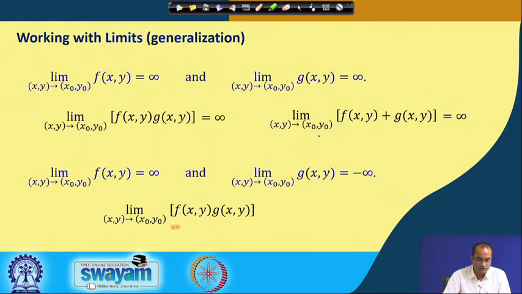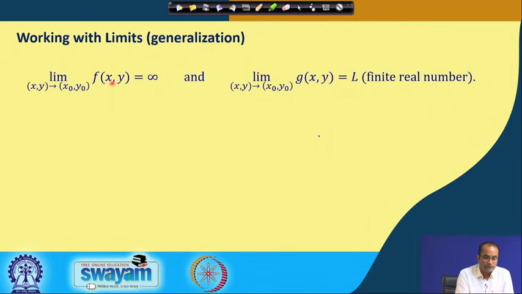So, in this case, since one is minus infinity and another one is plus infinity, the product will be infinity again with a minus sign, because one is negative and one is positive. So, plus into minus 1 is minus 1, and then here we have infinity. So, this will approach minus infinity.